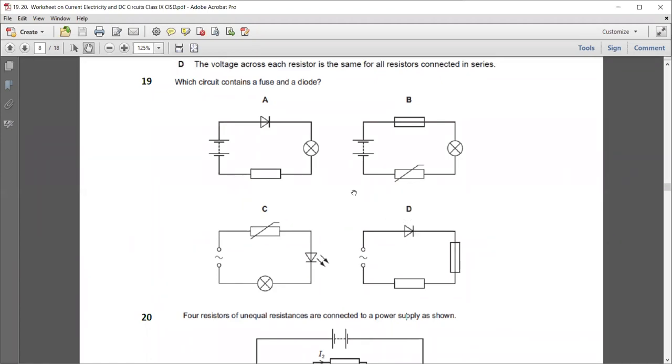Now, like yesterday, we will also know the other components. Option A, what do we have? A diode, a lamp, and a resistor. And then B, what do we have? The lamp and a resistor, and this one is a thermistor.